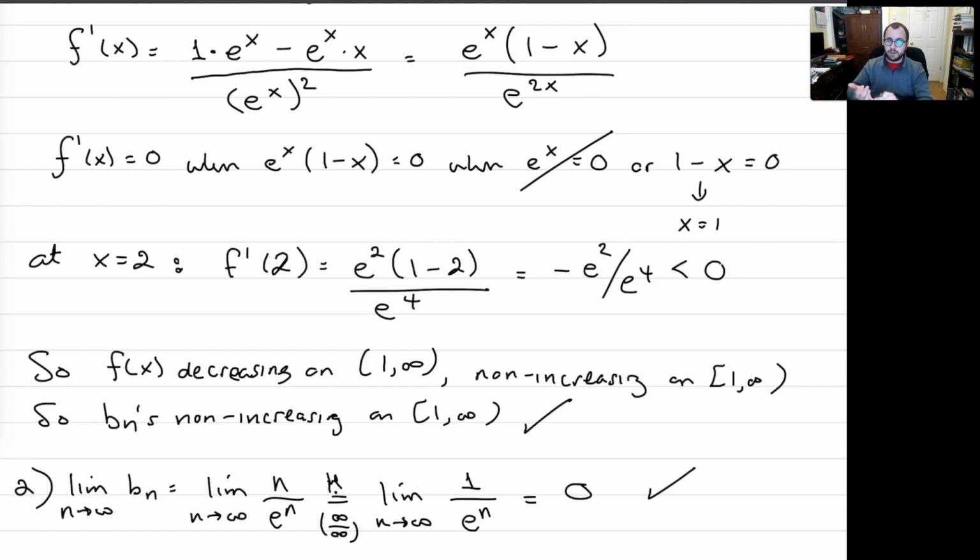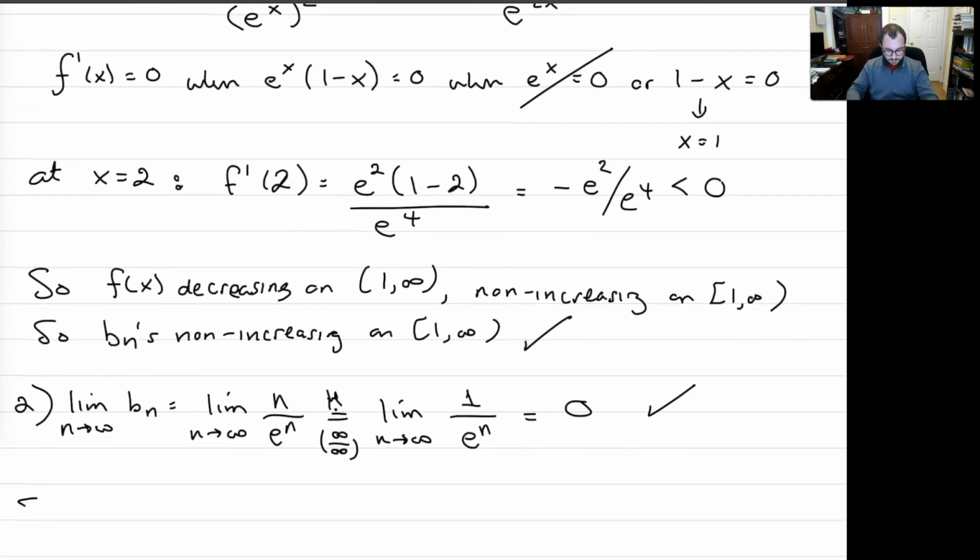So we used the derivative to show it was decreasing on that interval. And now we showed using L'Hopital's rule that the limit of the terms is going to 0. So by the alternating series test, the series that we were testing converges.